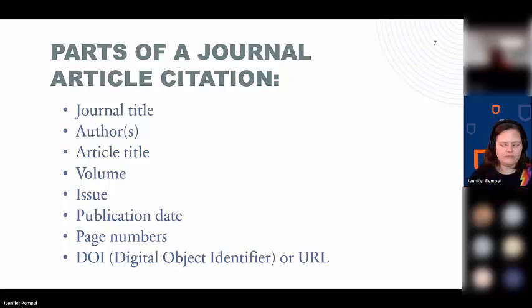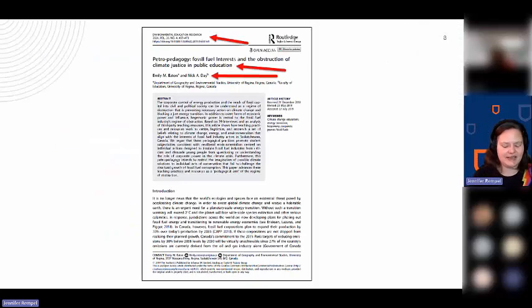So citations include what's called metadata. Metadata is information about information, essentially. Metadata for journal articles tends to include these things. So when you are looking at an article, hopefully some of you have done that already, and if not, that's okay, you will be, hopefully.